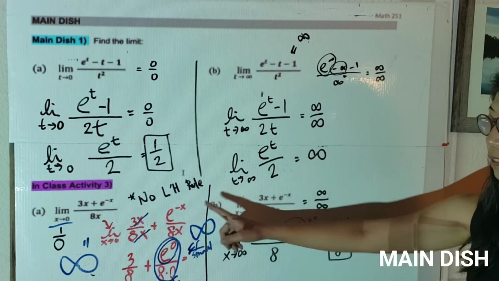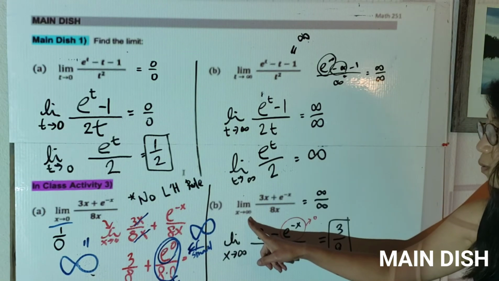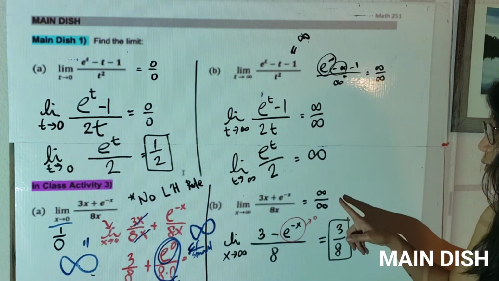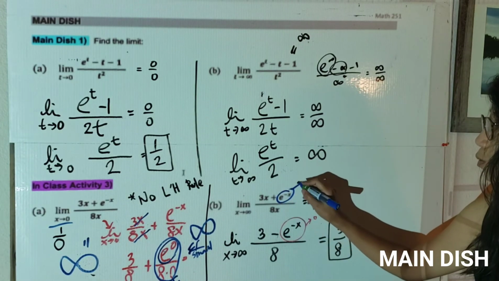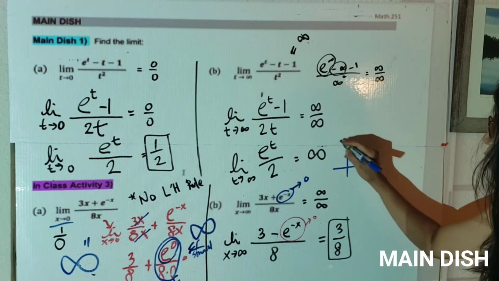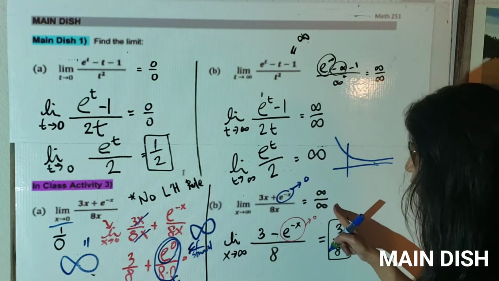Now look at B. It's the same question, but this time I want to find the horizontal asymptote. So I plug in infinity, and it turns out to be infinity over infinity. Do you guys know that e to the negative x actually goes to 0, right? If you look at the graph, it goes like this, so it's going to be 0. So infinity over infinity, then let's take a derivative.